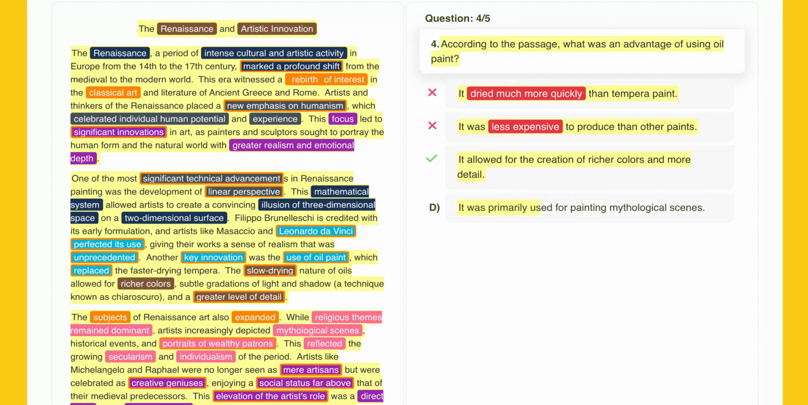It was primarily used for painting mythological scenes. Option D says it was primarily used for mythological scenes. While mythological scenes were mentioned as a new subject in paragraph 3, the text doesn't link them specifically or exclusively to oil paint. Incorrect. The correct answer to this question is C, since this option alone fully and clearly addresses what the question is asking, highlighting the importance of careful reading.